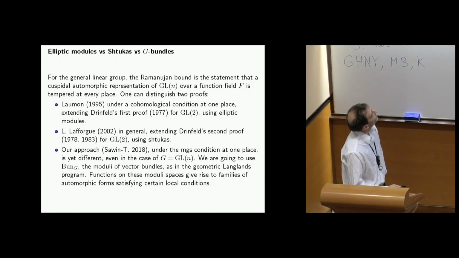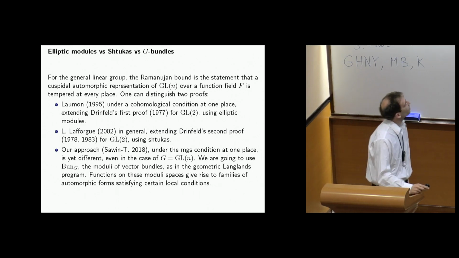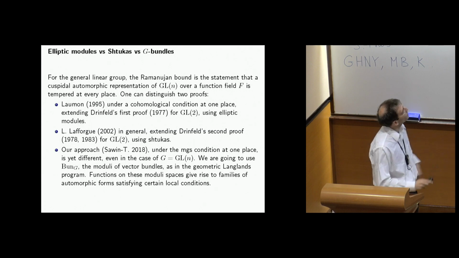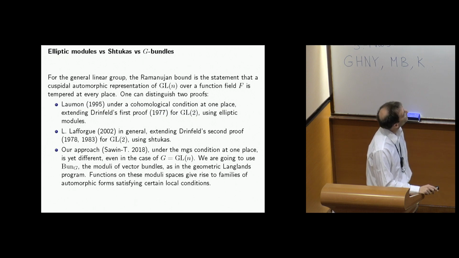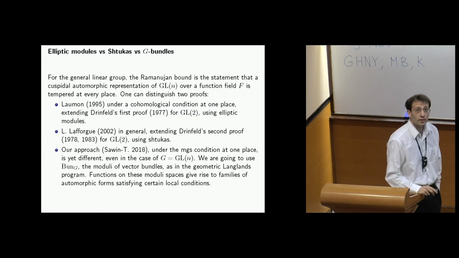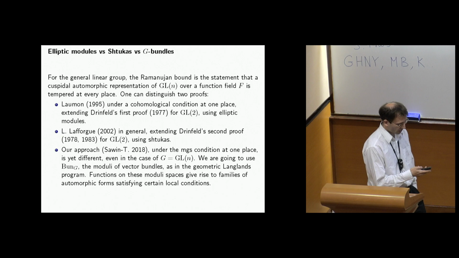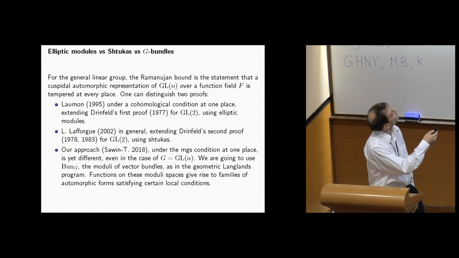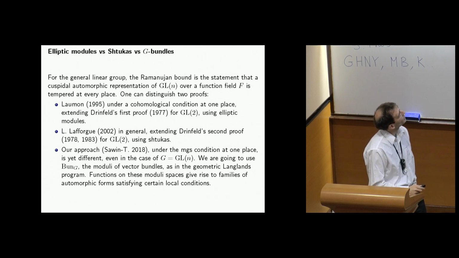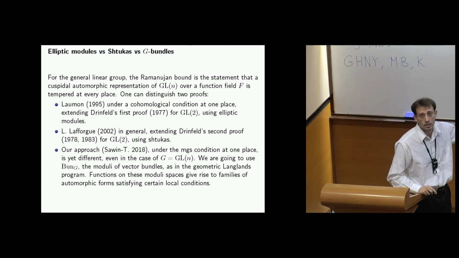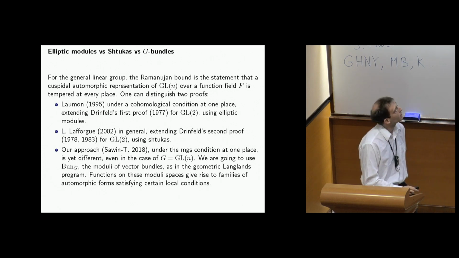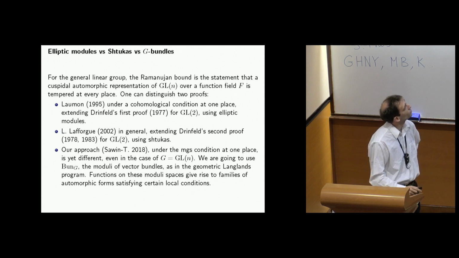So for GLN, I said there is a proof, known by Laurent Lafforgue, but we can look a little at the details of the different proofs. Laurent Lafforgue used shtukas, and that extended Drinfeld's proof for GL2. A little before Lafforgue, Laumon, in his books, had also an argument using Drinfeld's first proof, but then there is a cohomological condition at one place to be able to use the Drinfeld elliptic modules.